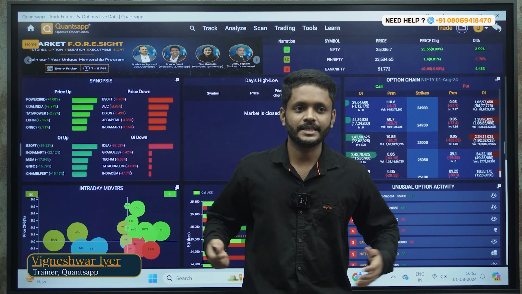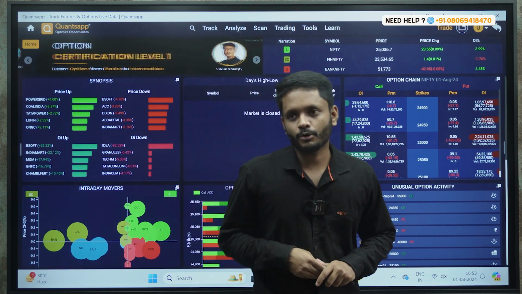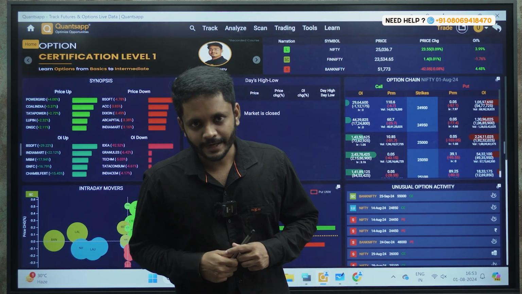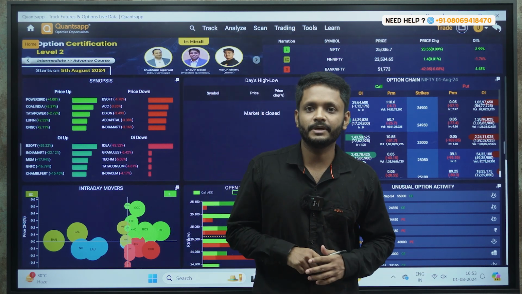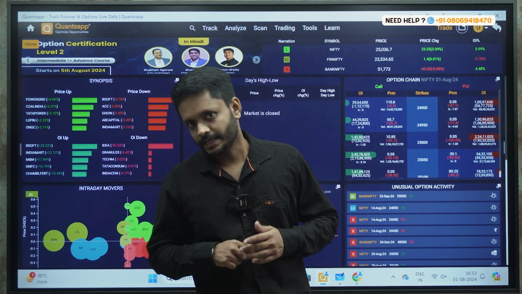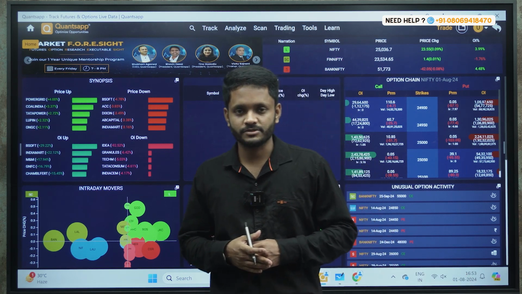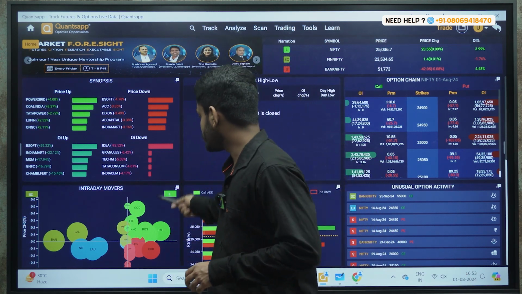So as you might have seen in the thumbnail, today we will be discussing, I would say, one of the proprietary tools of Quantsapp, which is the relative performance graph, and one more tool which we will be covering is price OI percentile.